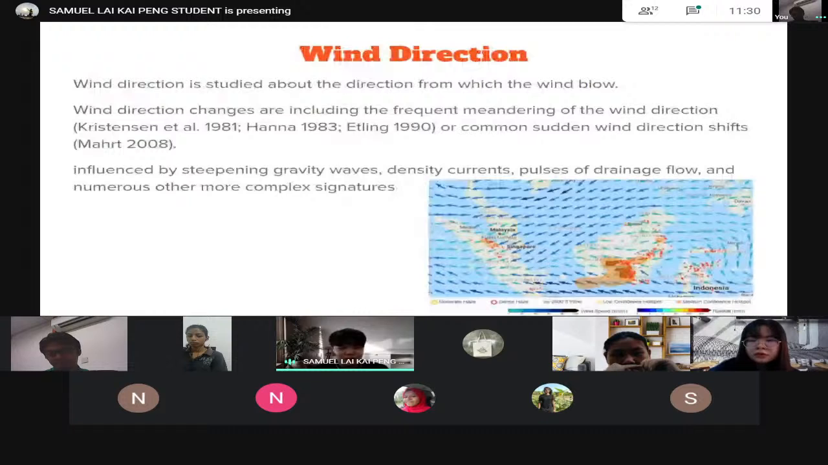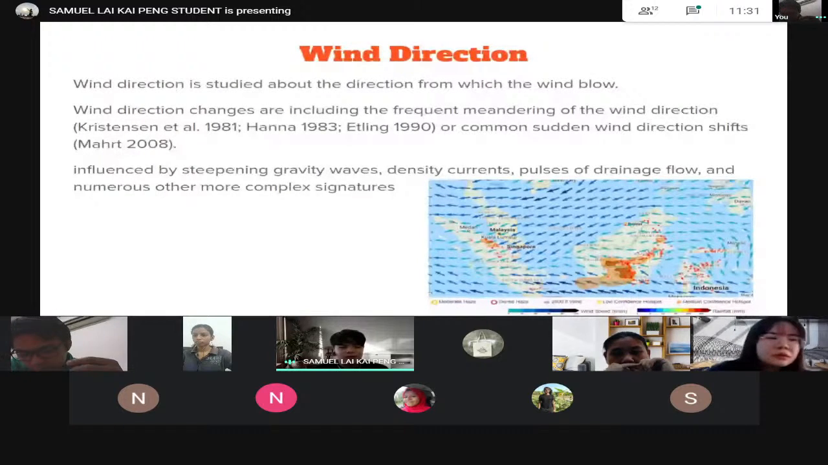Okay, next. And then wind direction. Wind direction is a study of the direction from which the wind blows. So wind direction changes include the frequent meandering of the wind direction, and common southern wind direction shifts and more, influenced by gravity waves, density currents, drainage flow, and numerous other more complex signatures. Okay. Next.